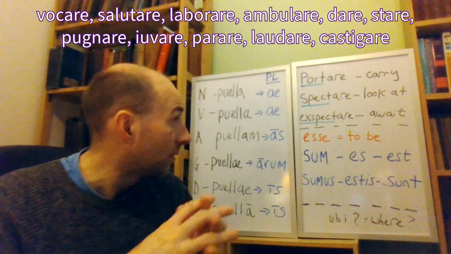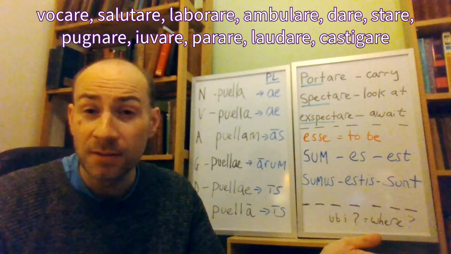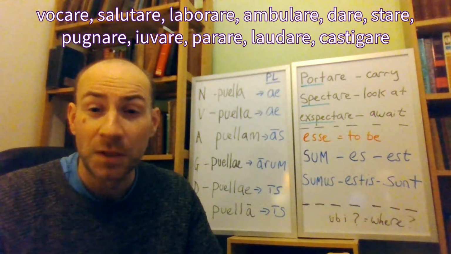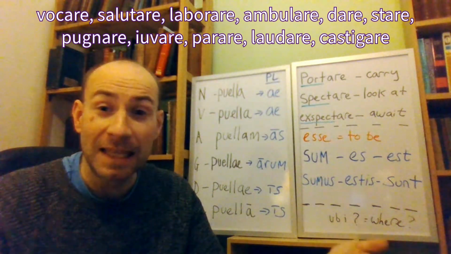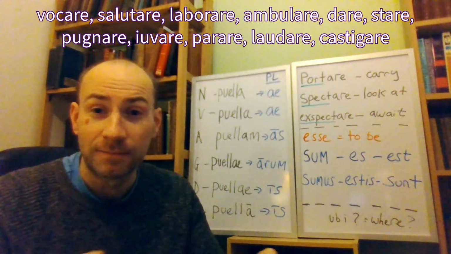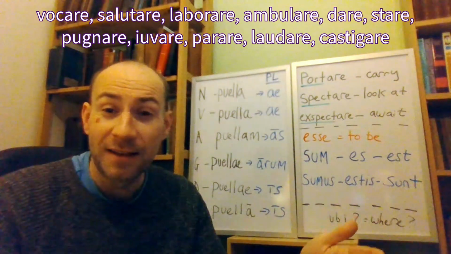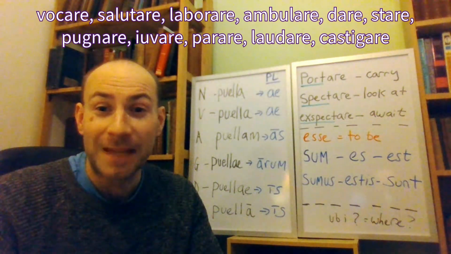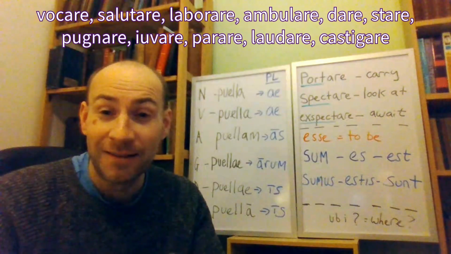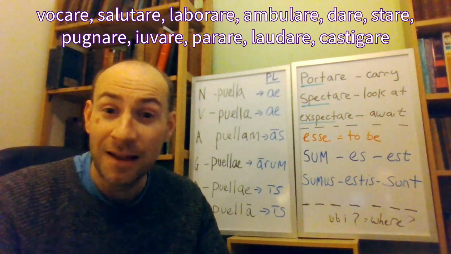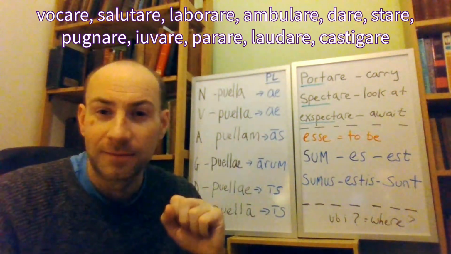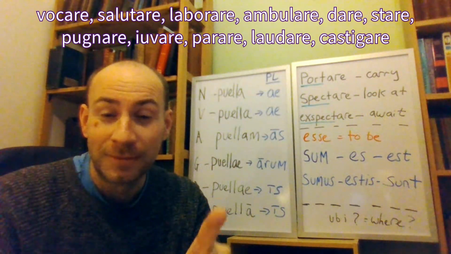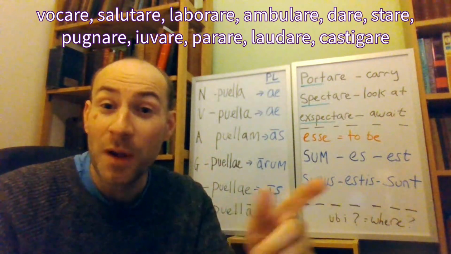So what about the mistress is watching the slave girl with spectare. The mistress, domina. Ancillam, accusative. Spectat. The mistress is watching or looking at the slave girl in the kitchen. Ablative. Domina ancillam in culina spectat. Spectacles. Because the slave girl is preparing the dinner.